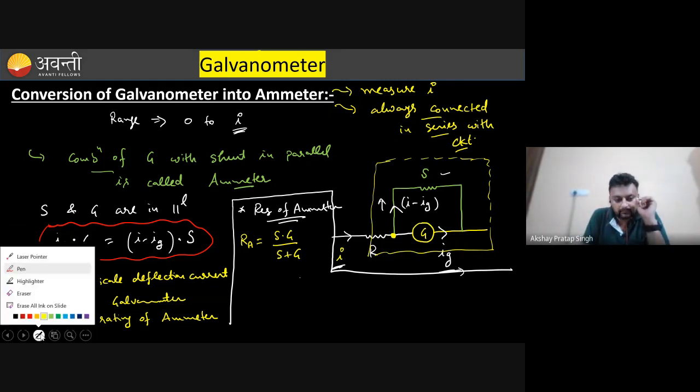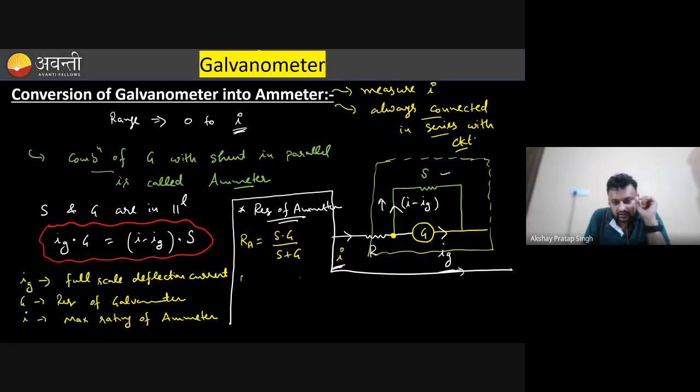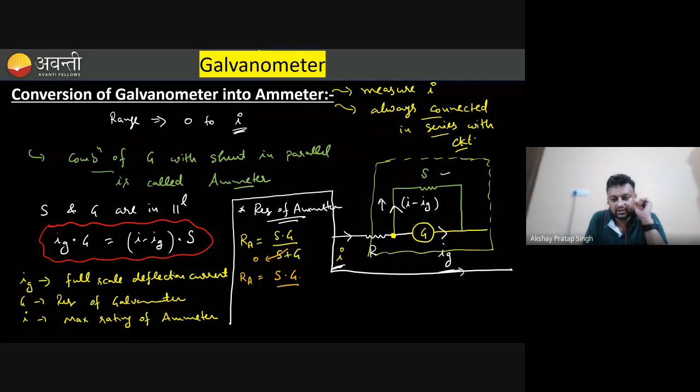Now again, the effective resistance of ammeter will be in this relation. S is very small. You know that S is very small resistance, so you can neglect this S to be 0. Why 0? Because it is very small. So what will it become? S into G divided by G, out of which G can be cancelled. So resistance of ammeter is approximately equal to the shunt.